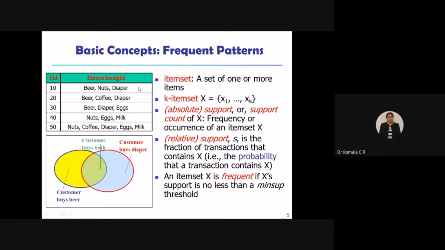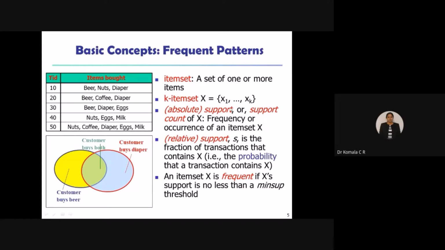Say for example, I'll take this as one item set. What does it contain? It contains a set of how many items here? 3 items. What are those? Beer, nuts, diaper. So that is called an item set. Fine. Now if you know the definition for item set, it is easy to write the definition for K item set. What do you mean by K item set here? I will define X as an item set for K values.